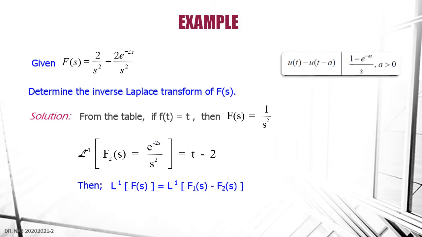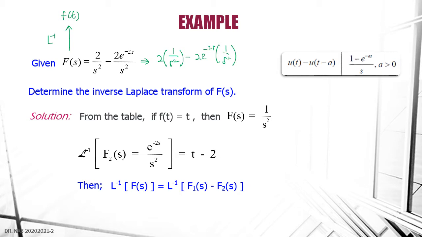Let's look at another example. In this example, you've been given F(s). You need to find the inverse Laplace transform of F(s), meaning that you need to find f(t) by performing the inverse Laplace transform. So you can break down the equation into components. It is equal to 1 over s squared minus 2e to the minus 2s, 1 over s squared. Then refer to the table.